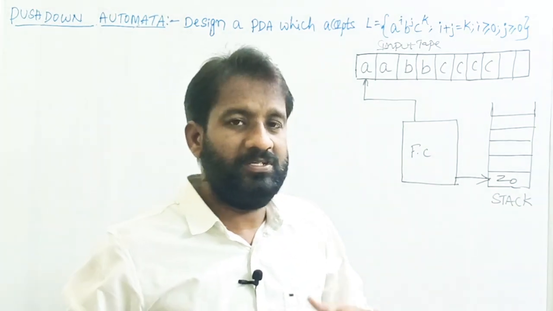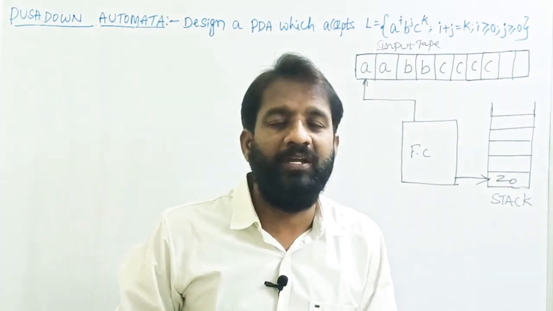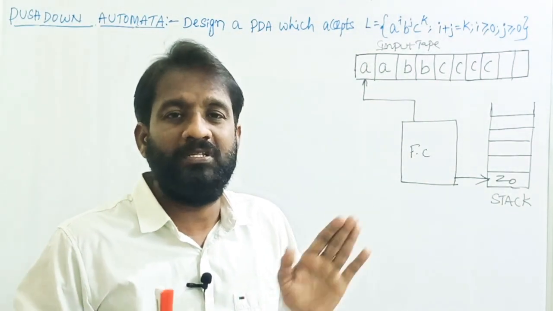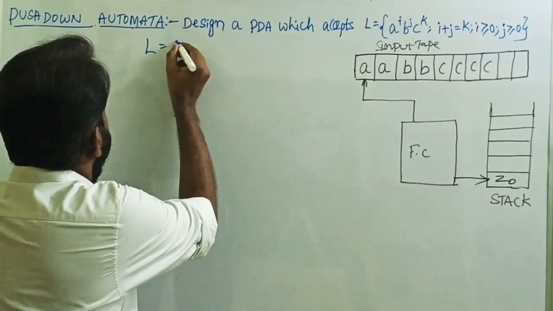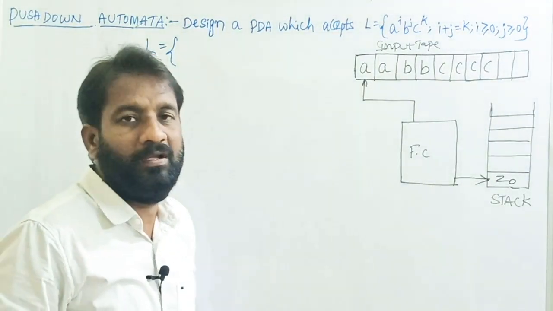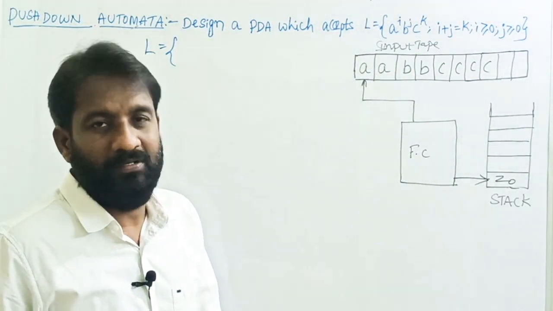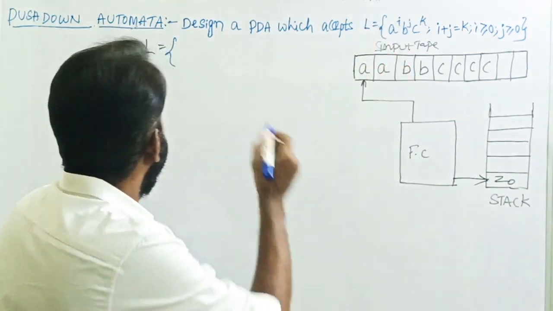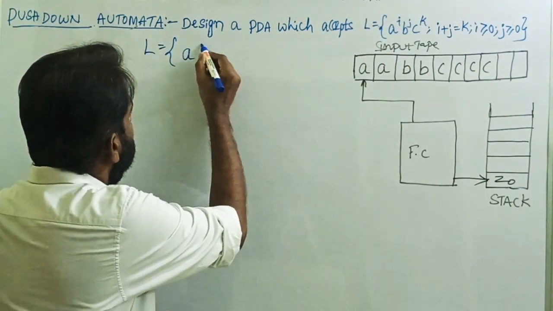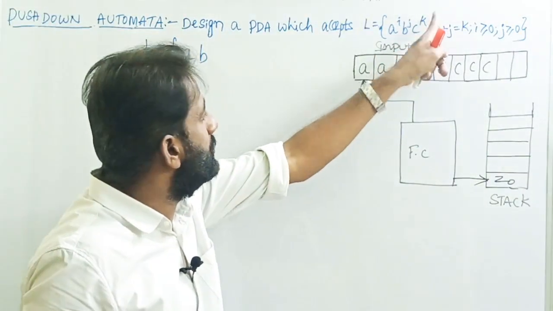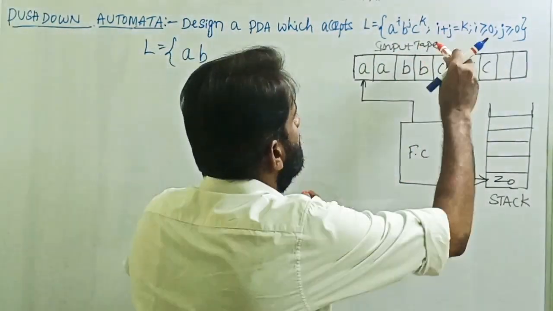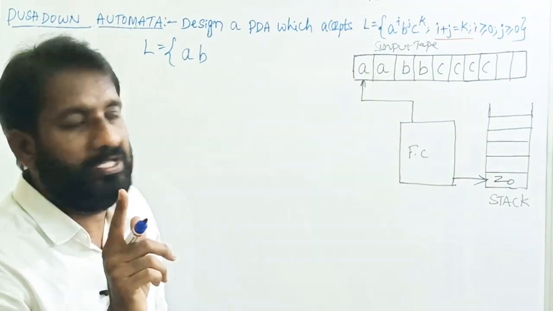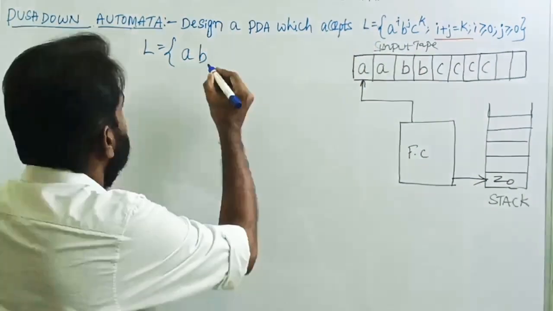So first let me tell you the logic behind this. Before that, first write what are the strings that are formed over this language. Let's see, if i equals 1, j equals 1, so there is single a, single b. So k is what? i plus j equals k. So how many c's are there? 2 c's.